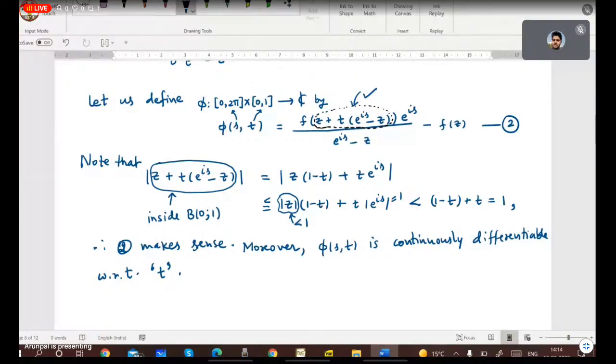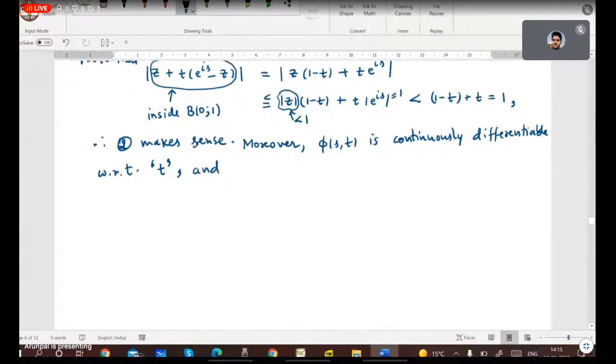Because you know that f is analytic, it means f is differentiable at this element. So we can talk of the continuous differentiability of phi with respect to t. I will be writing this, don't worry. Moreover, this is continuous with respect to this, and the derivative of phi with respect to t, if you allow me, let me call it phi naught.